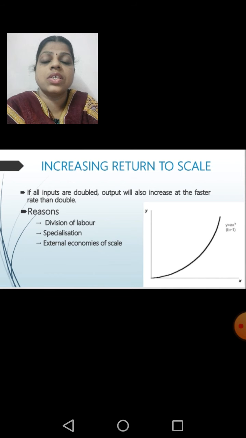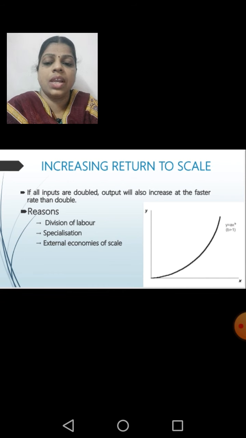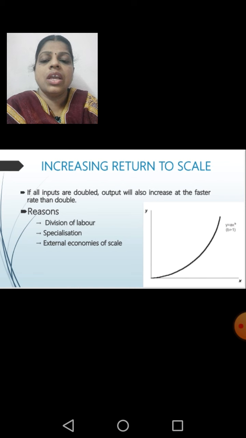The first one is increasing returns to scale. Here, if all inputs are doubled, output will increase at a faster rate than double. We know that we have to combine the inputs to produce the output. So in increasing returns to scale, if all inputs are doubled, that means if we are applying the inputs in a double manner, the output also increases, but it is more than double.